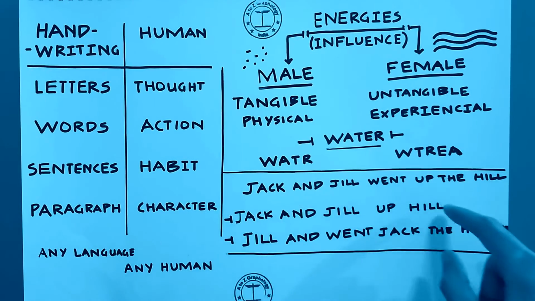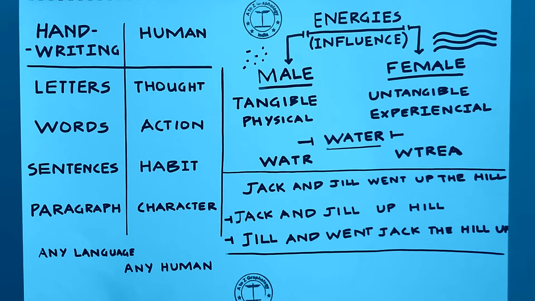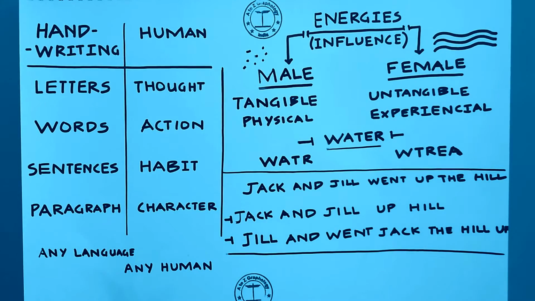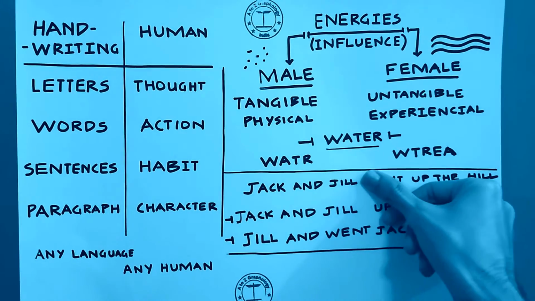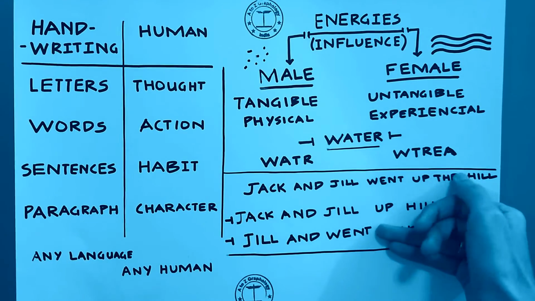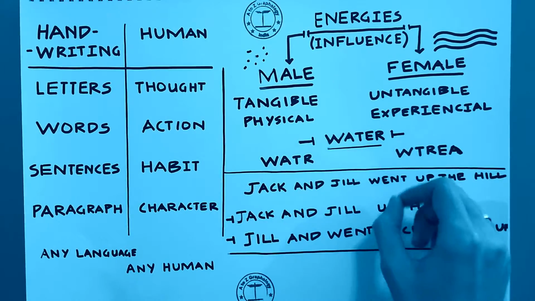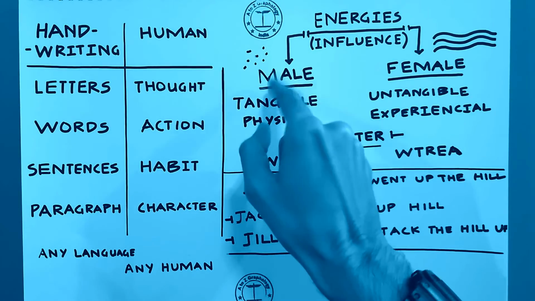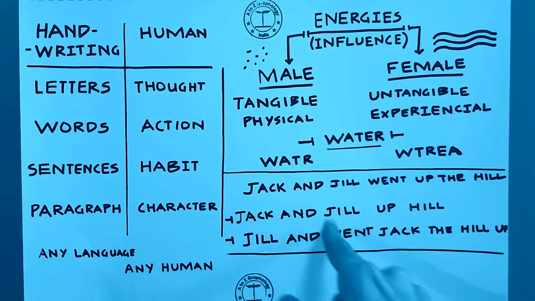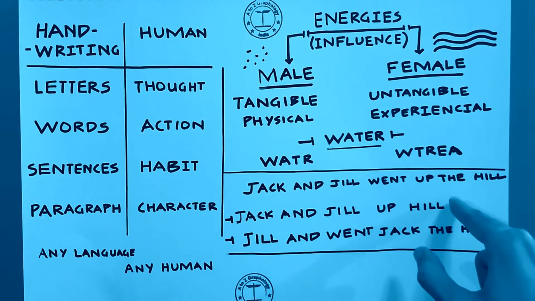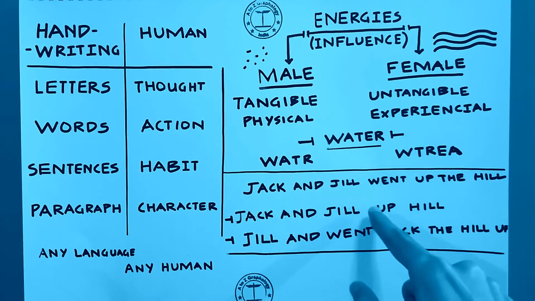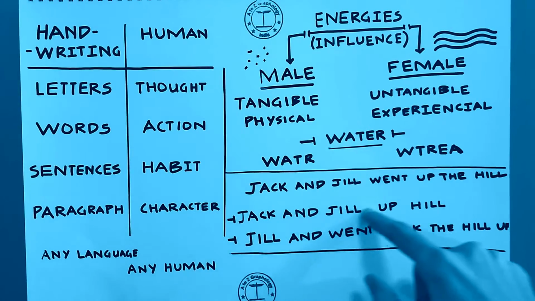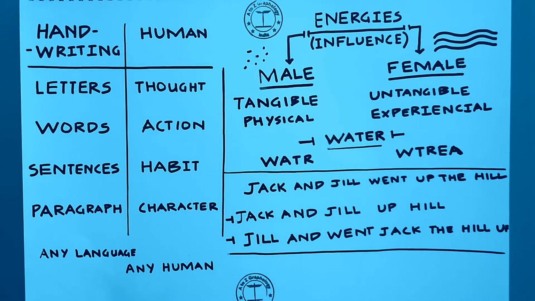This grammatical error is a male grammatical error where we have tried to write the sentence but the mistakes are of a male type. The tangible, I can touch this word, I have written it with my hand. The writing and the actual physical movement of the hand is a male component. Jack and Jill went up the hill would be the correct sentence. And we missed out the went and the word, so this first sentence becomes a male grammatical error.